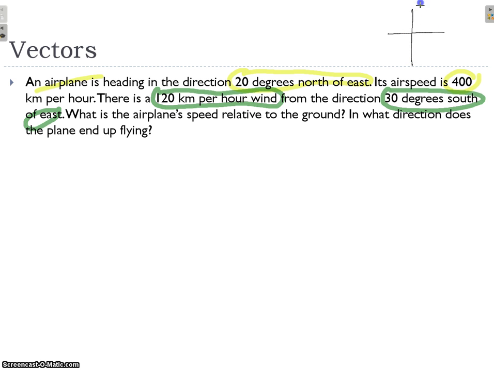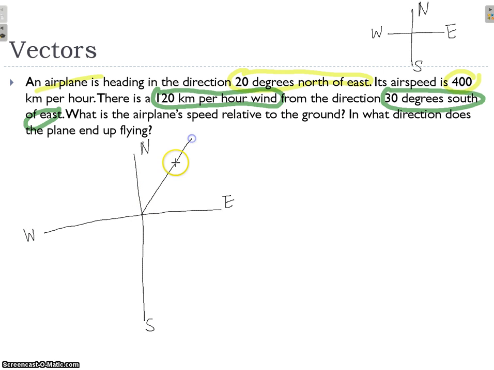If you look at the diagram, this is north, east, south, west. We are going to draw the airplane's direction first. The airplane is 20 degrees north of east. Where is north of east? So this is north, this is east. North of east means from east here, 20 degrees.